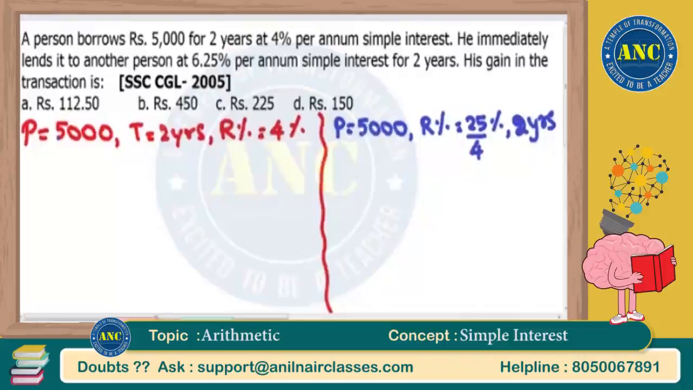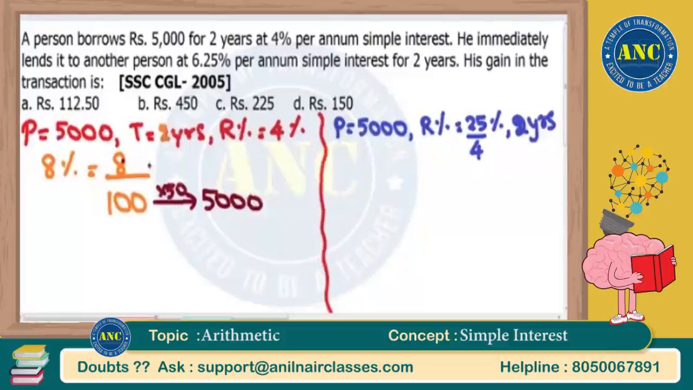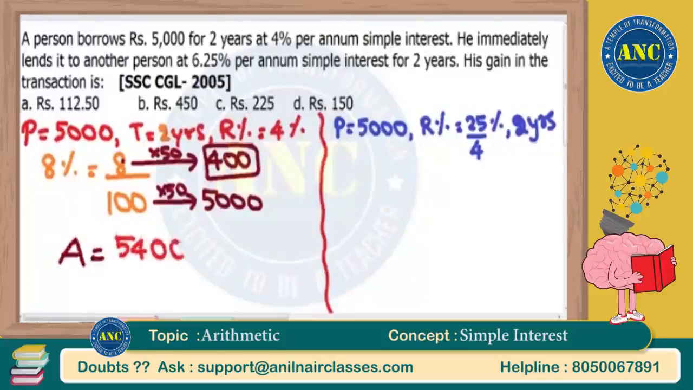Now see here. Same logic if I implement. For 1 year it is 4%. For 2 years it is 8%. 8% is nothing but 8 by 100. That means if the principal is 100, I will give you 8 extra. But the principal is 5,000. 100 should become 5,000, multiply by 50. 8 also multiply by 50. 8 into 50 is 400. That means I should have given my friend 400 extra. Totally I should have given my friend 5,000 plus 400, which is 5,400. Right?